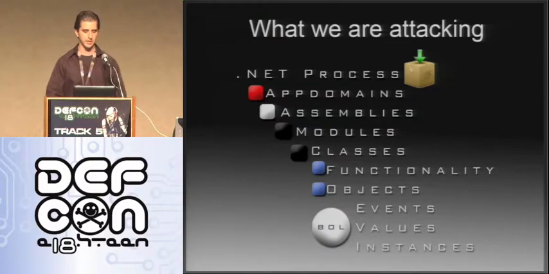So this is what we're attacking, a .NET process. You have app domains, assemblies, modules, classes. This is kind of the structure. At the end, we have our instances, and this is what we're going after.